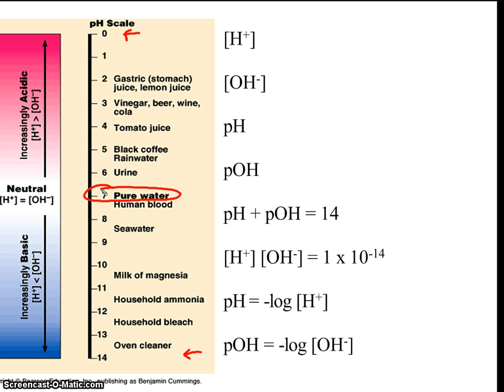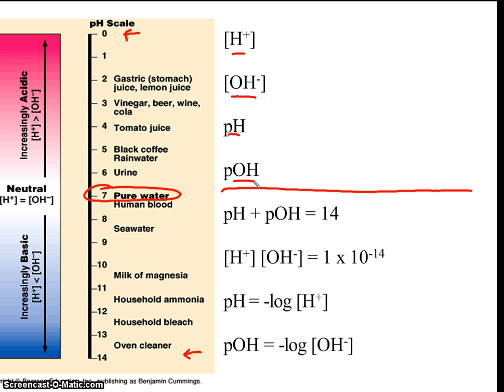So now here's kind of the math part of it. There are 4 potential values that we can solve for. There is H+, the hydrogen ion concentration, the hydroxide ion concentration, and then the actual values pH and pOH. So you could be given one of those and you would have to solve for the other 3.